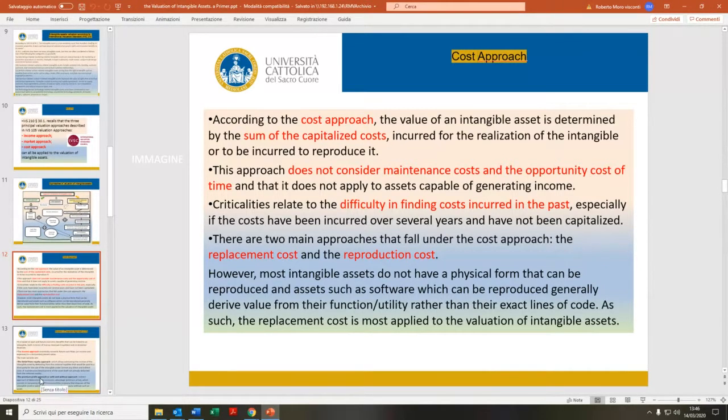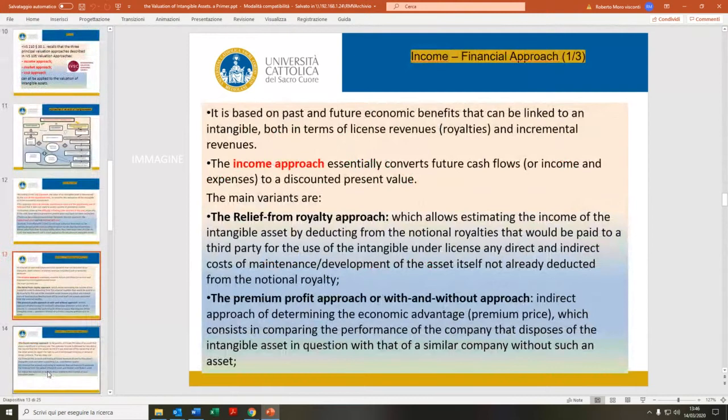And this is also very important. The cost approach can give us some clues, but it is not, in most cases, the widest methodology to assess the value of intangibles. Then we can have the income or financial approach.